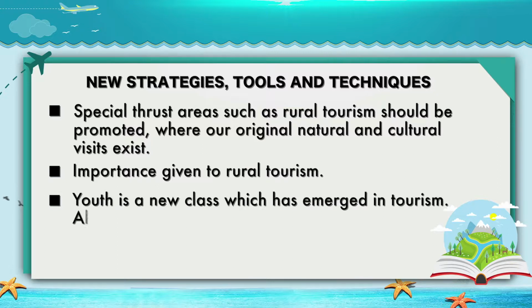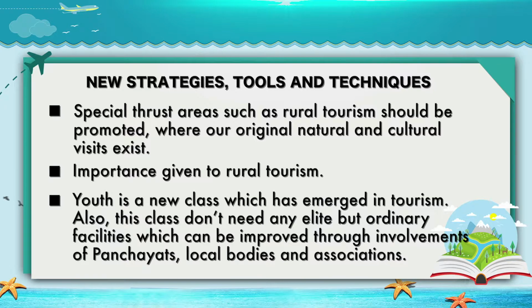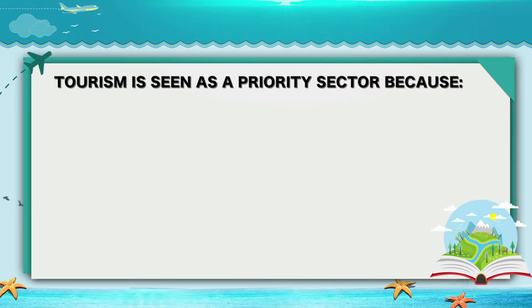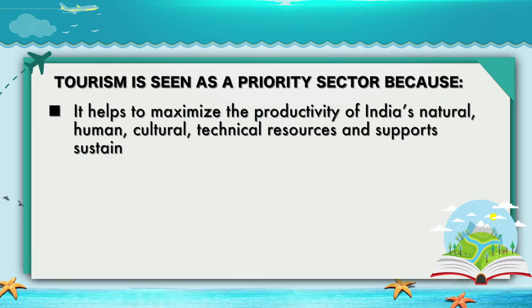Youth is a new class which has emerged in tourism. Also, this class doesn't need any elite but ordinary facilities, which can be improved through involvement of panchayats, local bodies and associations. Tourism is seen as a priority sector because it helps to maximize the productivity of India's natural, human, cultural, technical resources and supports sustainability.